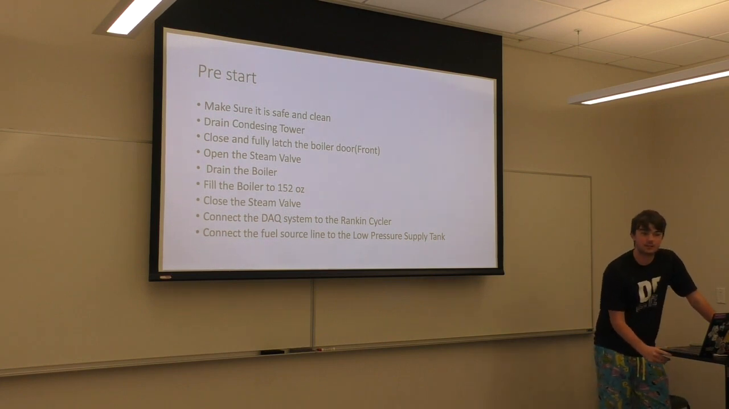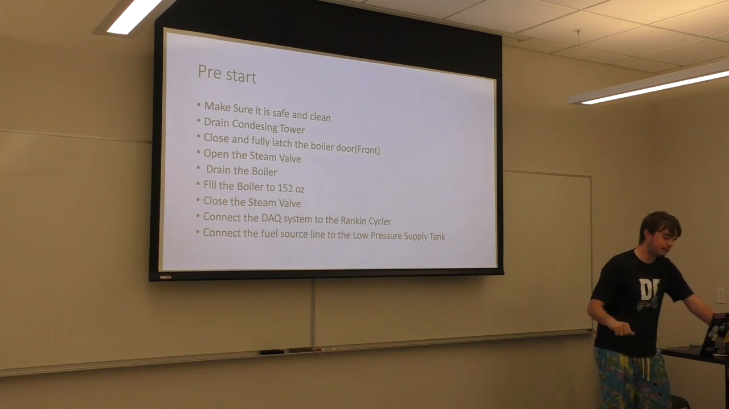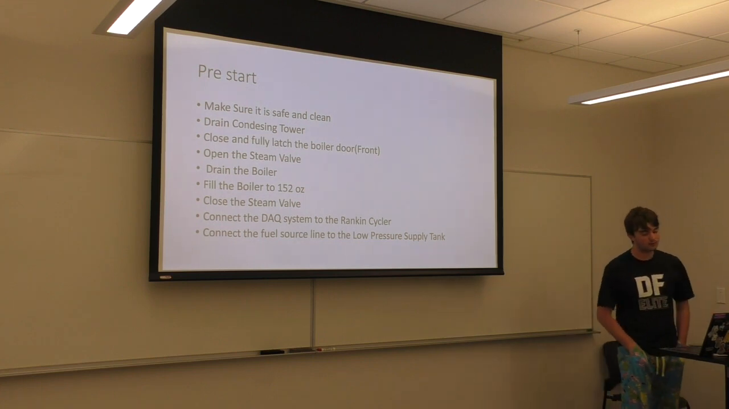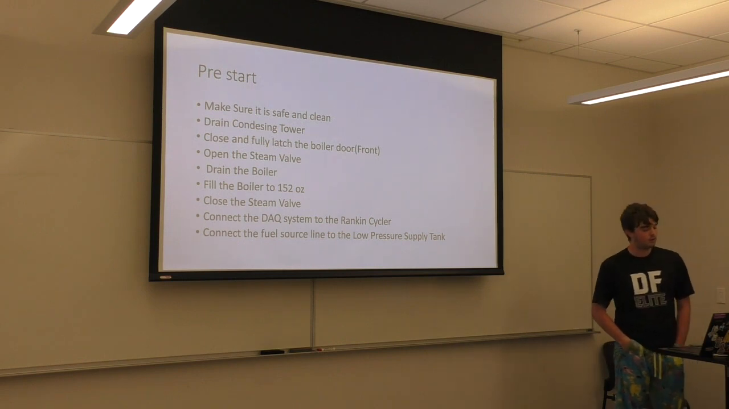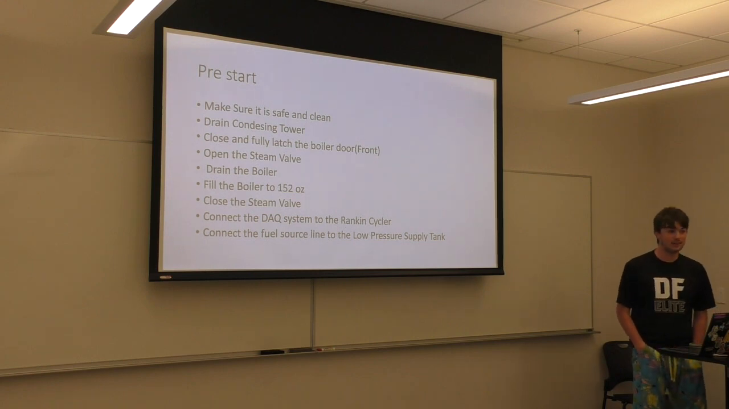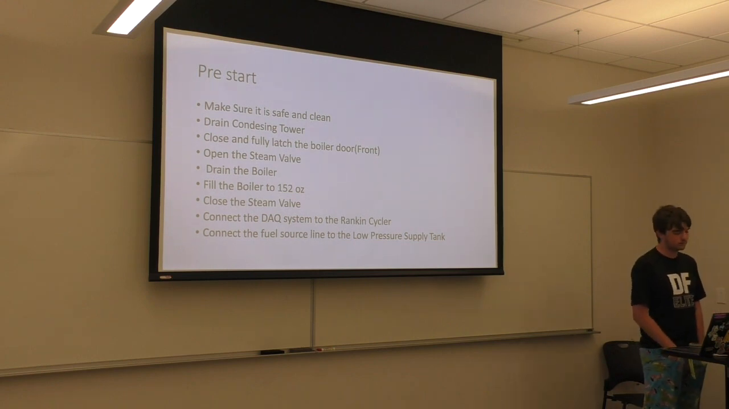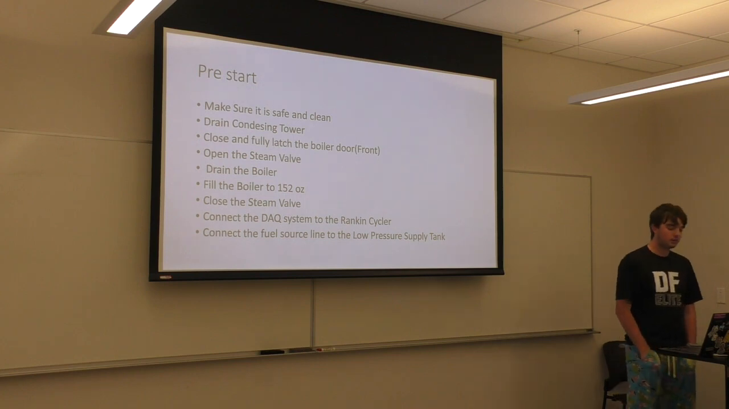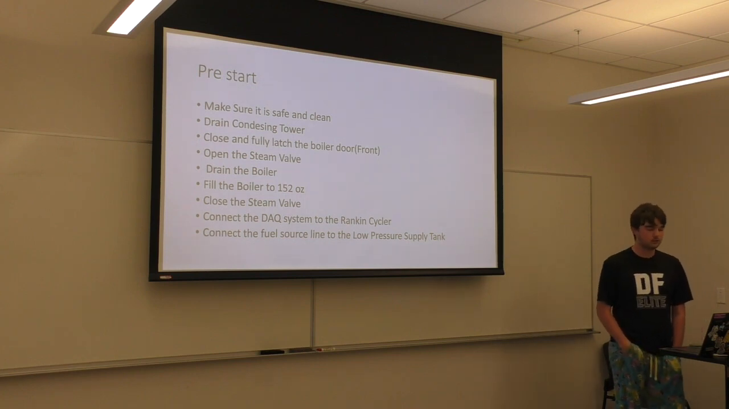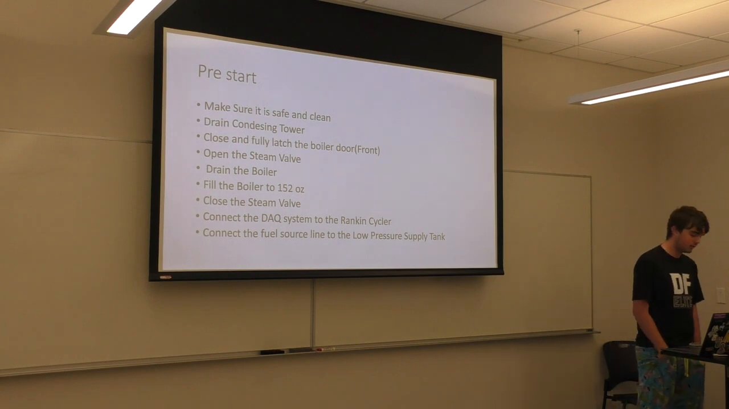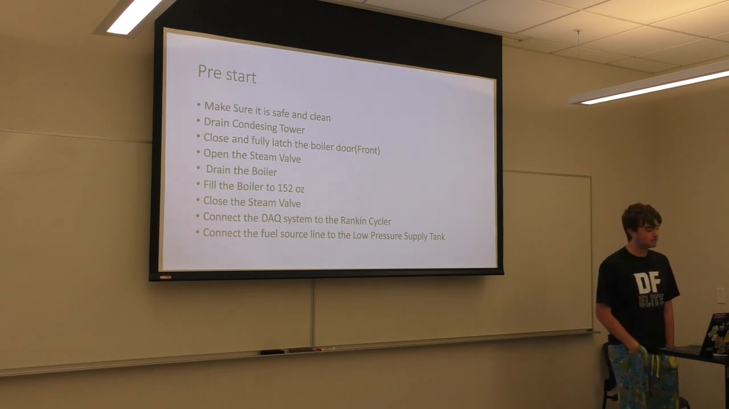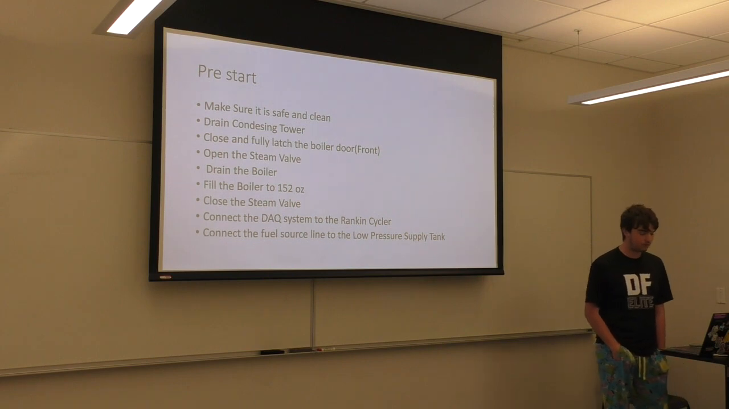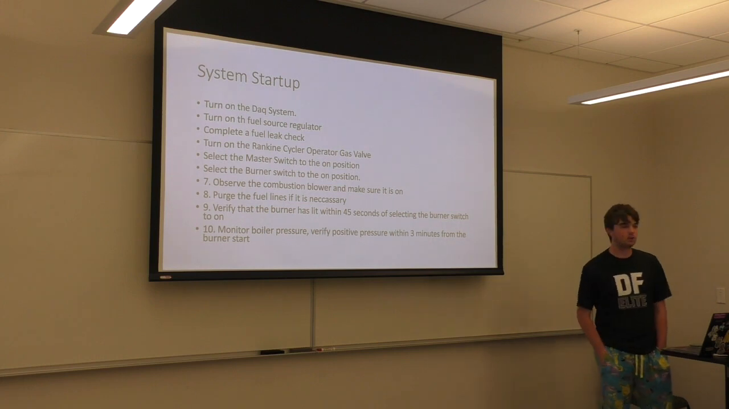For the pre-start, you have to make sure that it is safe and clean. Then you want to drain the condensing tower. Then you close and fully latch the boiler, after which you open the steam valve and drain the boiler again. This time, you fill the boiler with 152 ounces, and then you close the steam valve. The whole point of the steam valve was so that you can drain and fill the boiler. Then connect the DAC system to the Rankine cycler, and connect the fuel source line to the low pressure supply tank. Now we're at the system startup.